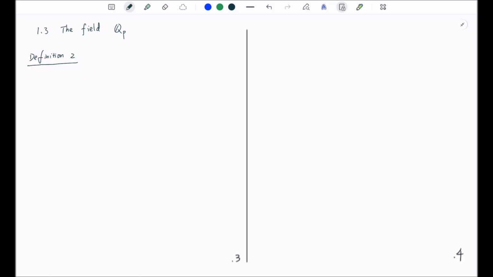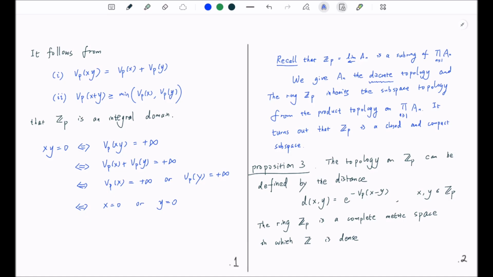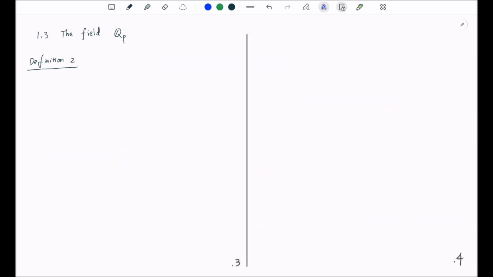In this section, we are going to discuss the field Q_p, the field of p-adic numbers. Recall that we have shown previously that this Z_p is an integral domain. And as an immediate consequence, this Z_p has a field of fractions, and that field of fractions is our Q_p. Just like Q, the field of rational numbers, is the field of fractions of Z, the ring of integers, which is clearly an integral domain. And we can state this as a definition.